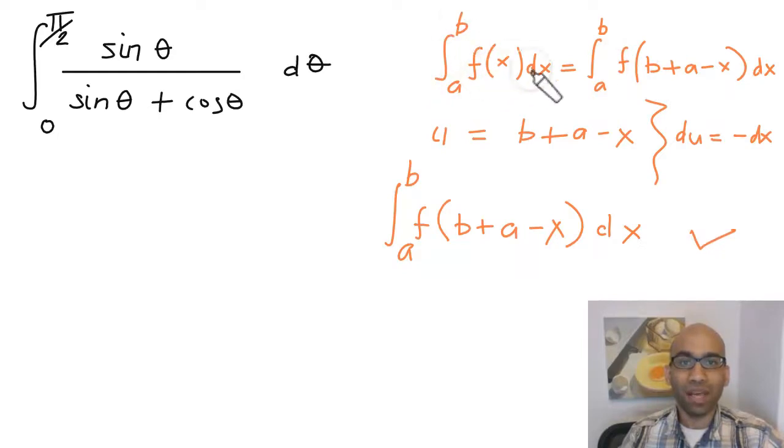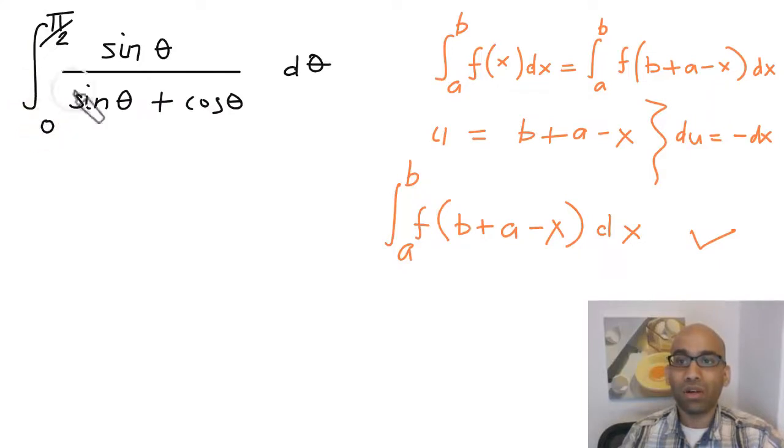Integral of a to b f of x dx is equal to the integral of a to b f of b plus a, that is the upper bound plus the lower bound, minus x dx. Remember, there's no positive or negative here, just the thing inside these brackets changes. And that's exactly what we're going to use to simply calculate this function.